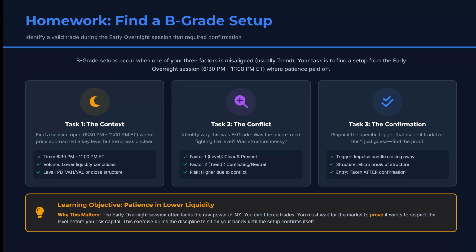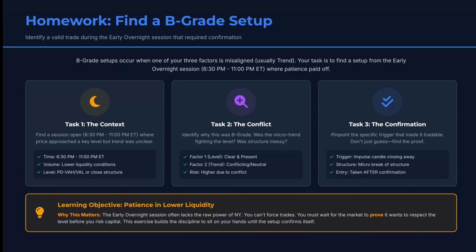Here's the comparison that matters. A-grade setups during liquid hours: you see confluence, you see the trigger candle, you enter aggressively. Speed and conviction are rewarded. B-grade setups during lower liquidity: you see confluence, you see the initial test, you wait for confirmation, then you enter. Patience and proof are rewarded. Both are valid approaches. Neither is better or worse. They're simply matched to their environments.